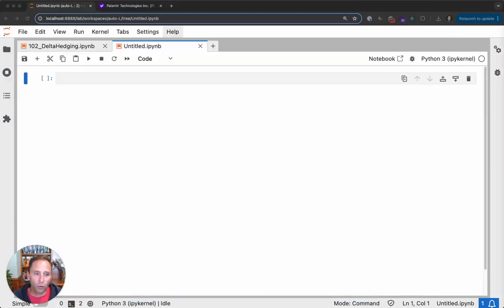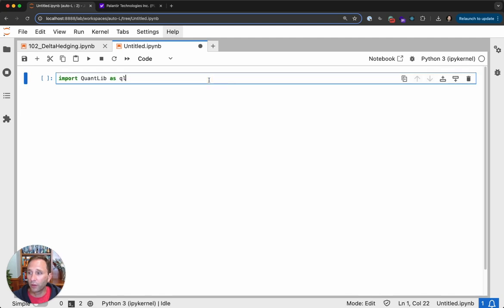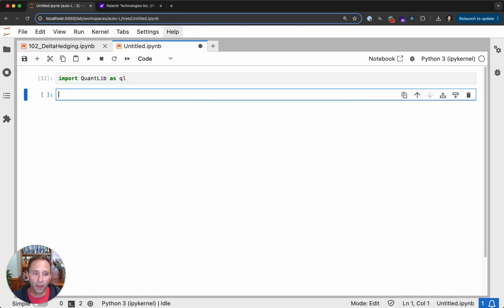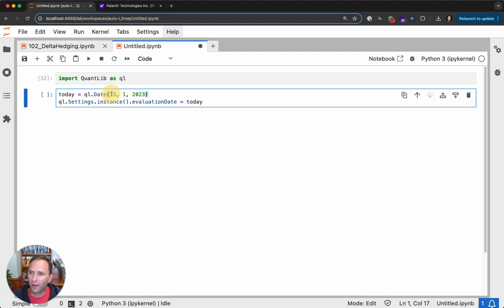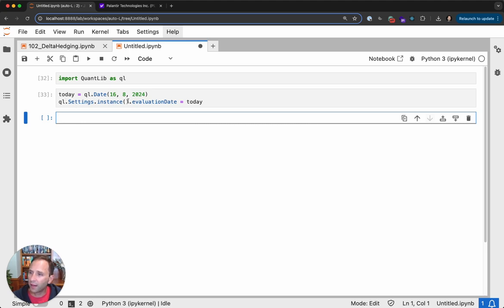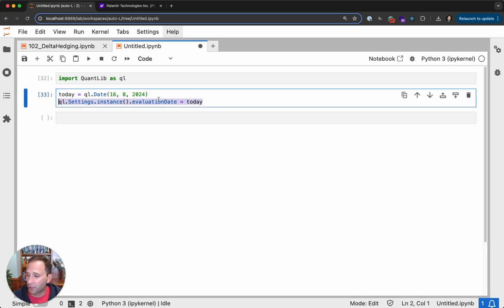First, we want to import quantlib, and in our example here, the only thing we need is actually quantlib, and by convention, we'll import it as QL. The next thing we want to do is set today's date. And this is the so-called evaluation date. So today is the 16th of August, 2024. And we'll use ql.settings.instance.evaluationDate. So this is kind of what I mean, a lot of code.